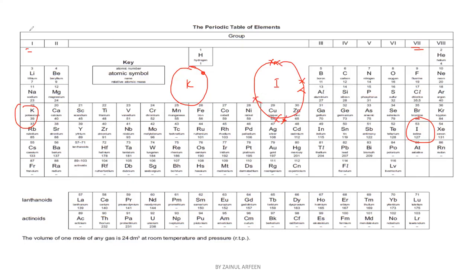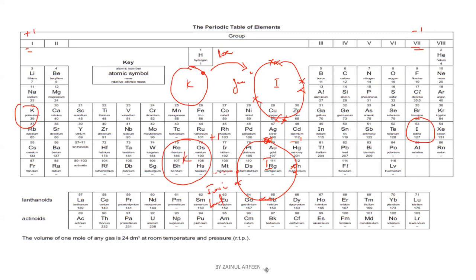Now what happened? Group 1 will have a charge of plus 1. How will it have a charge of plus 1? The potassium will lose an electron and iodine will gain that electron. So when potassium loses one electron, what will be the charge on potassium? It will form a positive ion. And when iodine gains one electron, the charge on the iodine will be -1. And the attraction between the ions is known as an ionic bond.